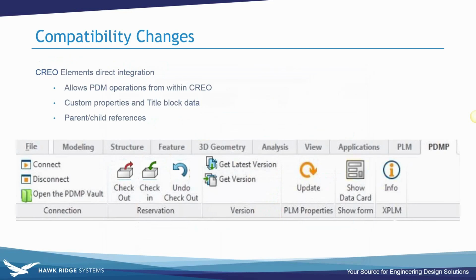And last of our compatibility changes is a Creo direct integration. So Creo Elements now allows operation within. So you can see that this is a screen grab of what it looks like inside of Creo with the check-in, check-out, the show card, all the functions here. It will do custom property, title block, parent-child reference, all that good stuff that is already available with Autodesk and other competitor integration. So now we have also an integration for Creo Elements, and that's it for the compatibility changes. That was a quick one.